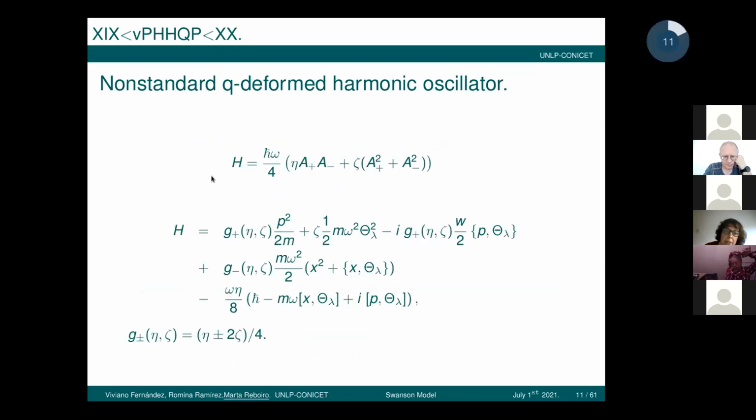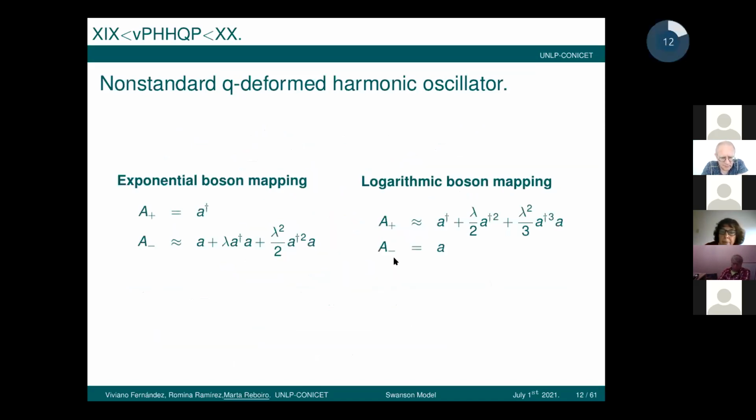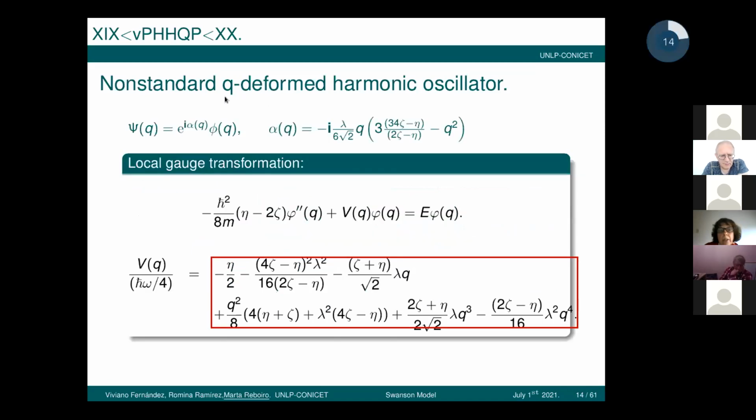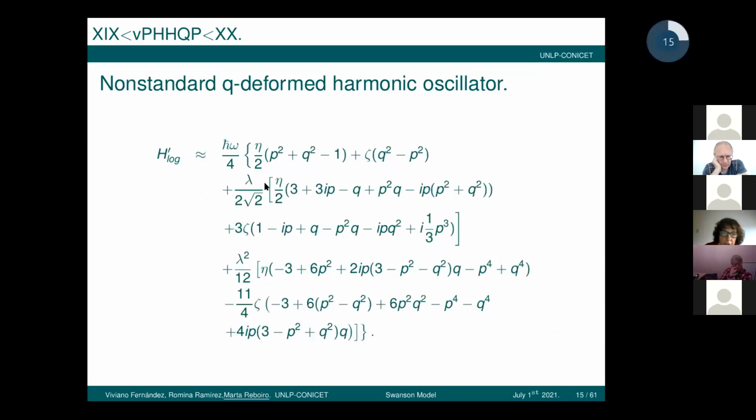Then we said, well, we shall modify a little the original Hamiltonian and introduce a parameter eta and a parameter zeta. The structure of the mapped Hamiltonian is a little more complicated, but in the end, after making the same assumptions, we end up with Hamiltonians that can be cast also as a kinetic term and a potential in powers of Q up to the power 4. And the same for the logarithmic mapping.